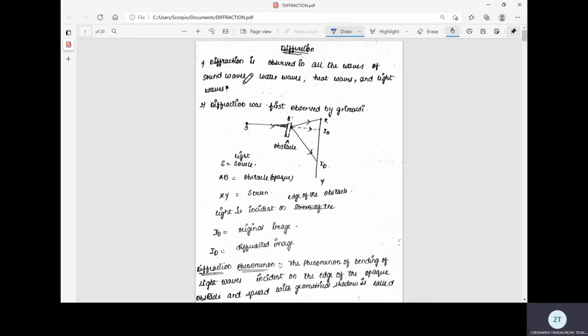And we can observe this diffraction phenomenon in all waves: sound waves, water waves, heat waves, and light waves too.